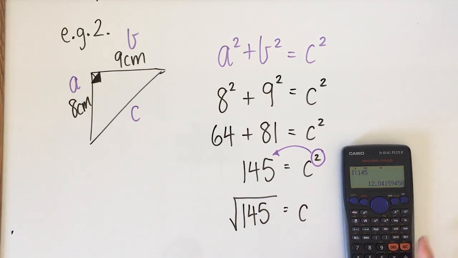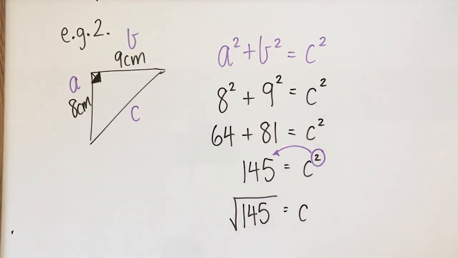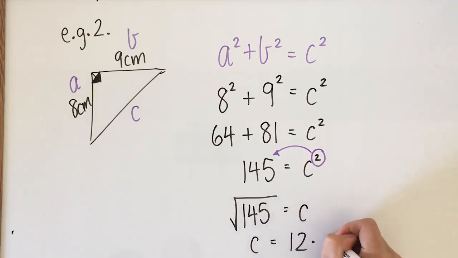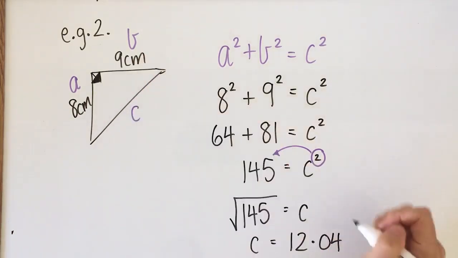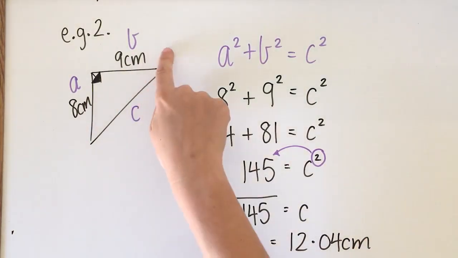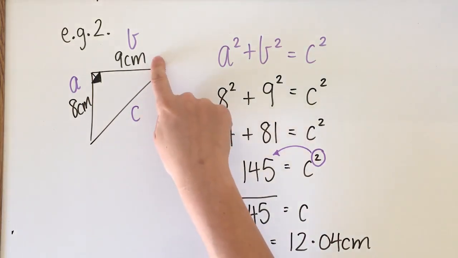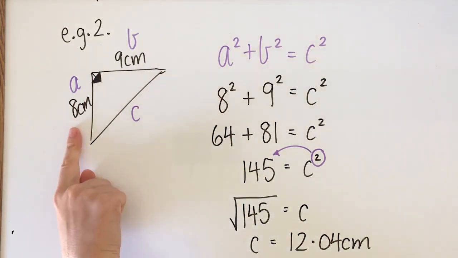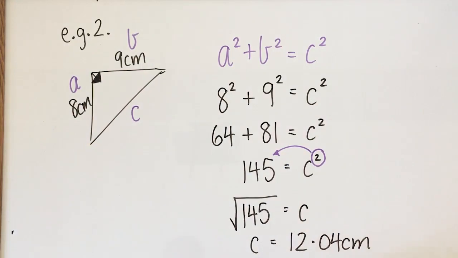Let's say we'll round this to 2 decimal points. So we're going to make it 12.04. So C equals 12.04 centimeters. Again, let's double check, does this make sense? C is the longest side, so it needs to be longer than 9. It also needs to be longer than 8. 12 makes sense. It's also not crazy big, so it's not 145 centimeters, okay? So that's how we know if we've done it correctly.